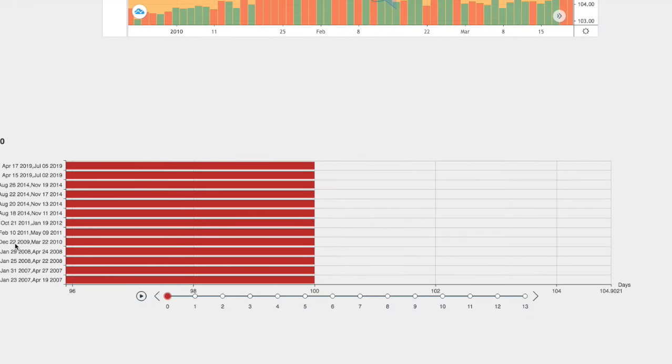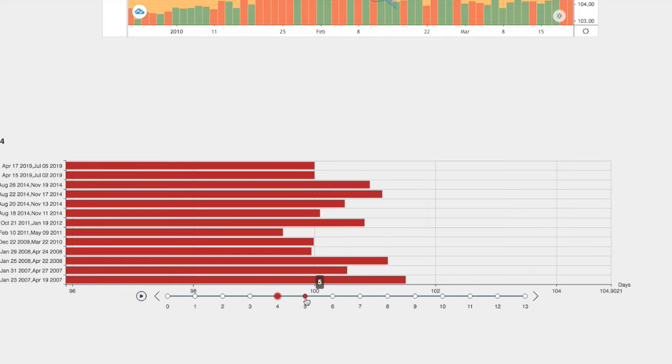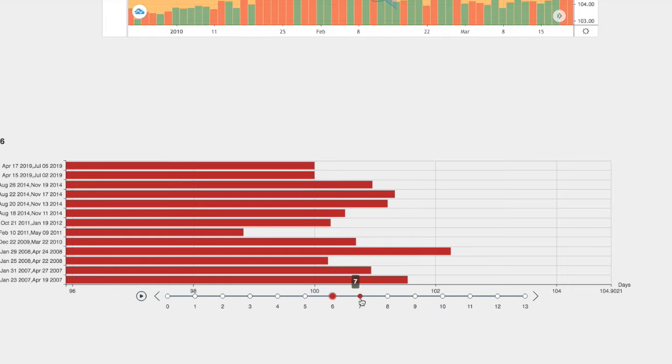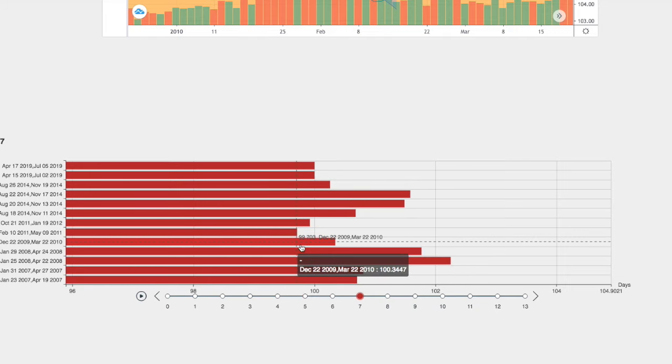I'll go to the date where we check the chart out, December 22nd, 2009 to March 22nd, 2010. So look at this chart right here. I'll go day by day where the S&P 500 went back in '09 and 2010. So 1 day out, 2 days out, 3 days out, 4 days out, 5 days out, 6 days out, 7 days out. So back then, SPY or S&P 500 was up around 34 basis points.